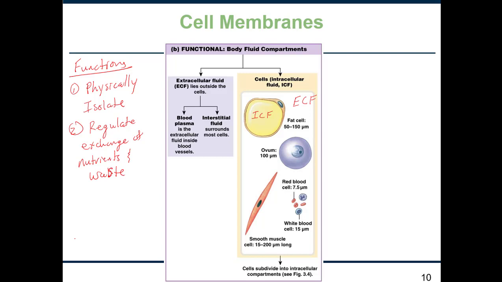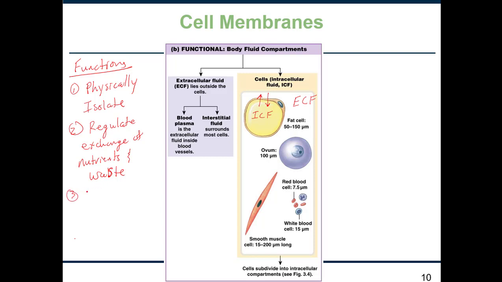So nutrients and waste products. Basically, this cell membrane can control what goes out of the cell and what comes into the cell. And this is vitally important for the functioning of the cell. So it can bring in, let's just talk about gases. It can bring in oxygen, or allow oxygen in and allow carbon dioxide out. So that way cellular respiration takes place.